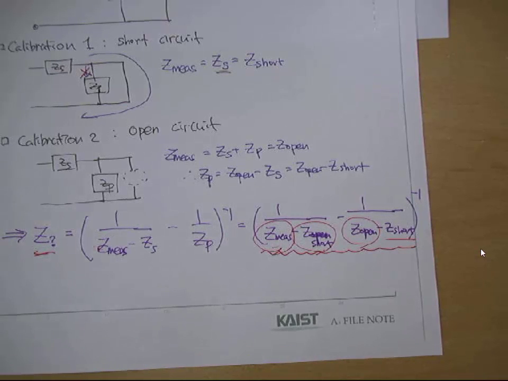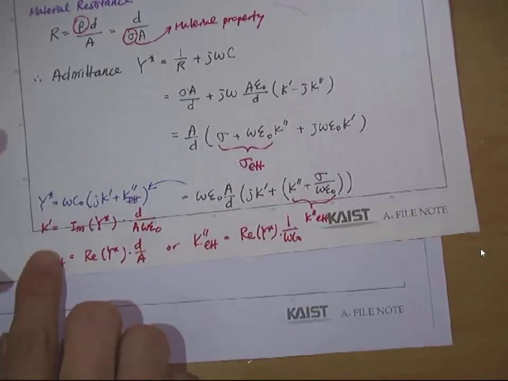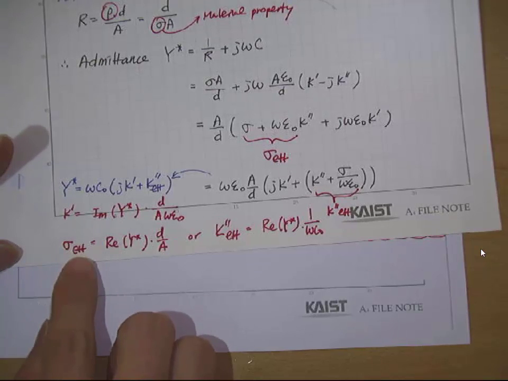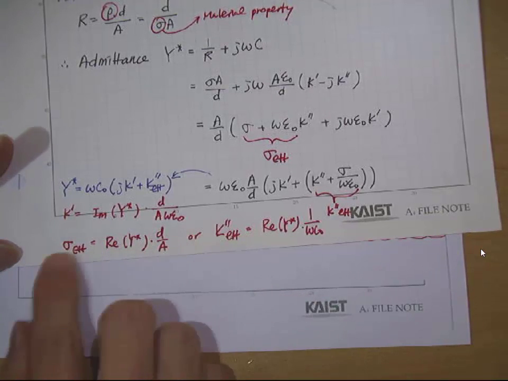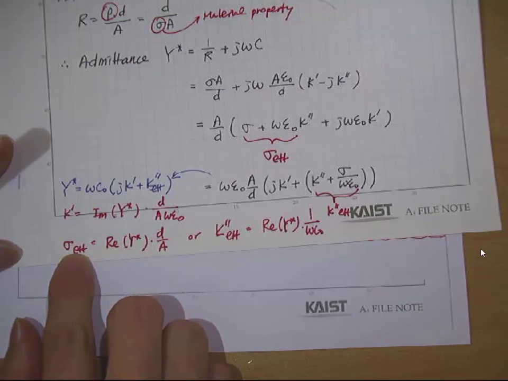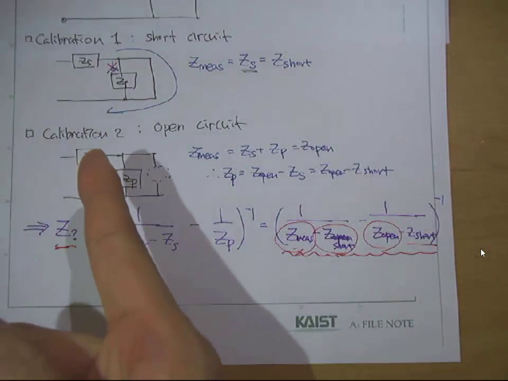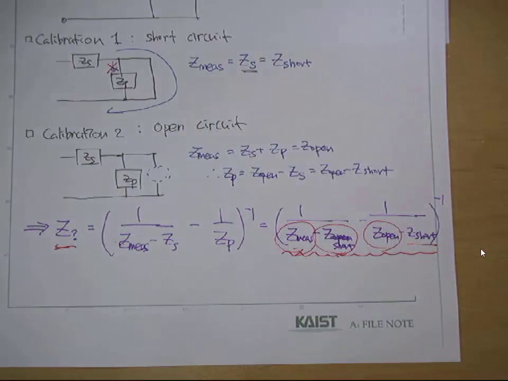And once you have that, you can also calculate the admittance, right? And then from that admittance, you can take out the real permittivity and imaginary permittivity or effective conductivity using these equations. These are the procedures for low frequency measurement. So very simple, and this only applies to the two electrode system. We're going to compare the two electrode system and the four electrode system together soon.